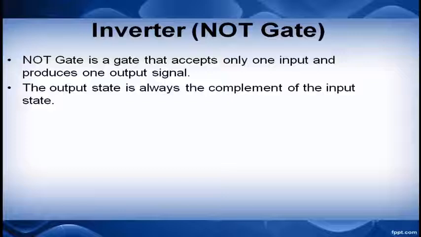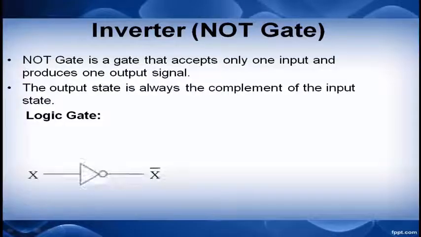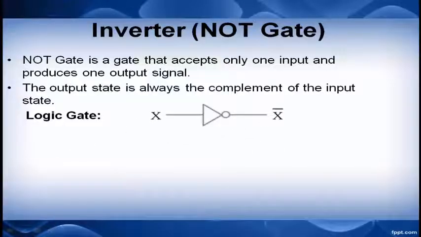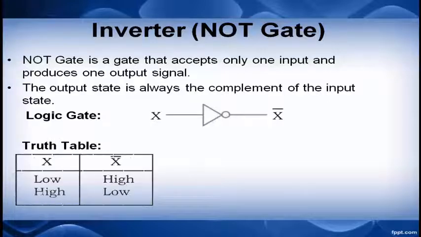By seeing this, we can define NOT gate. NOT gate is a gate or an electronic circuit that accepts only one input and produces one output signal. The output state is always complement of the input state. Now I am going to explain the logic gate. In this logic gate, the X is input signal and X bar is the output signal. X bar is always complement of the input X. Now I am going to explain the truth table of this NOT gate.